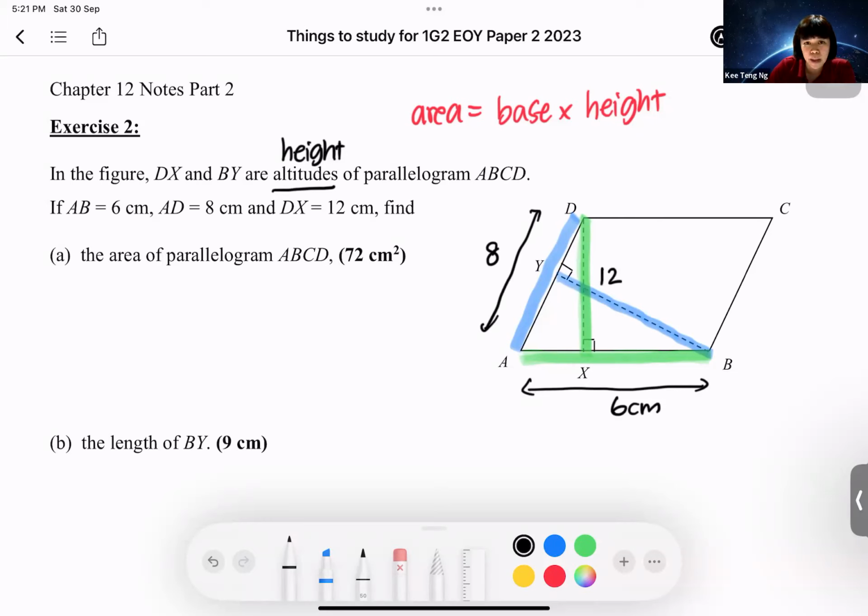Which pair of base and height do we have numbers available to help us to find the area of the parallelogram? We use the blue or the green one. So we use the green one because we've got 6 and 12, right? So area of parallelogram will be 6 times 12, which gives you 72 cm squared.